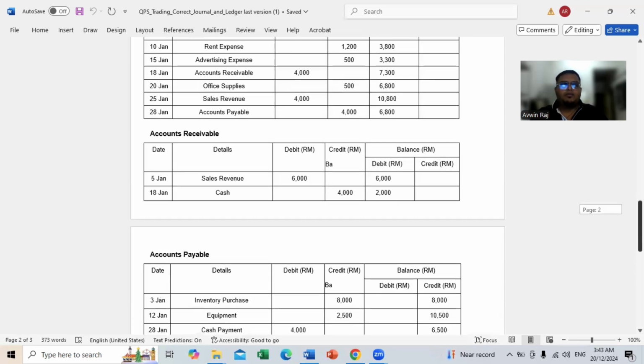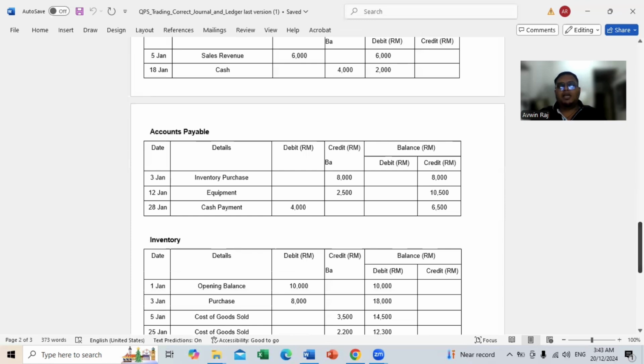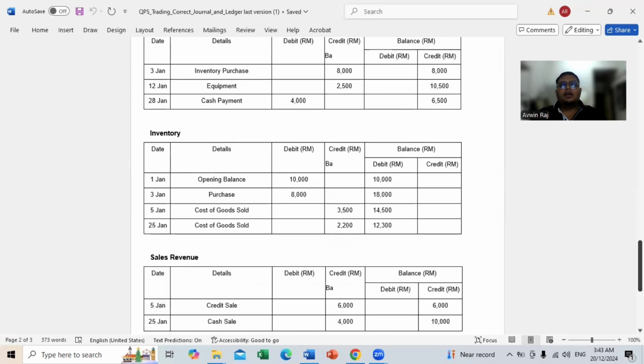For accounts receivable, there are two entries, and the final transaction will be on 18 January, which is the balance debit 2,000. For accounts payable, there are three entries, where the final balance will be on 28 January, with a balance credit of 6,500. And for the inventory, there are four entries.